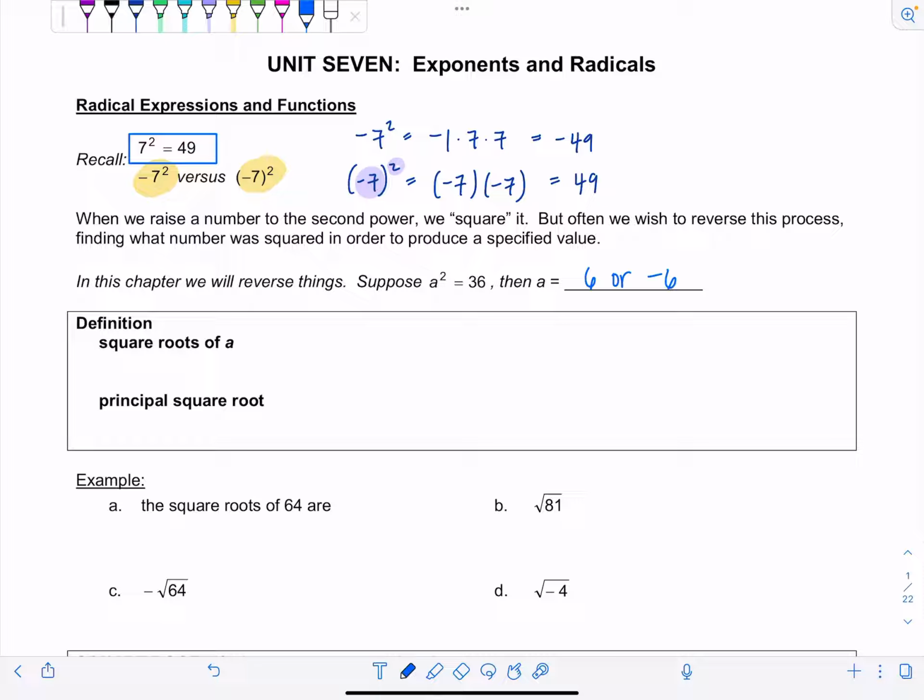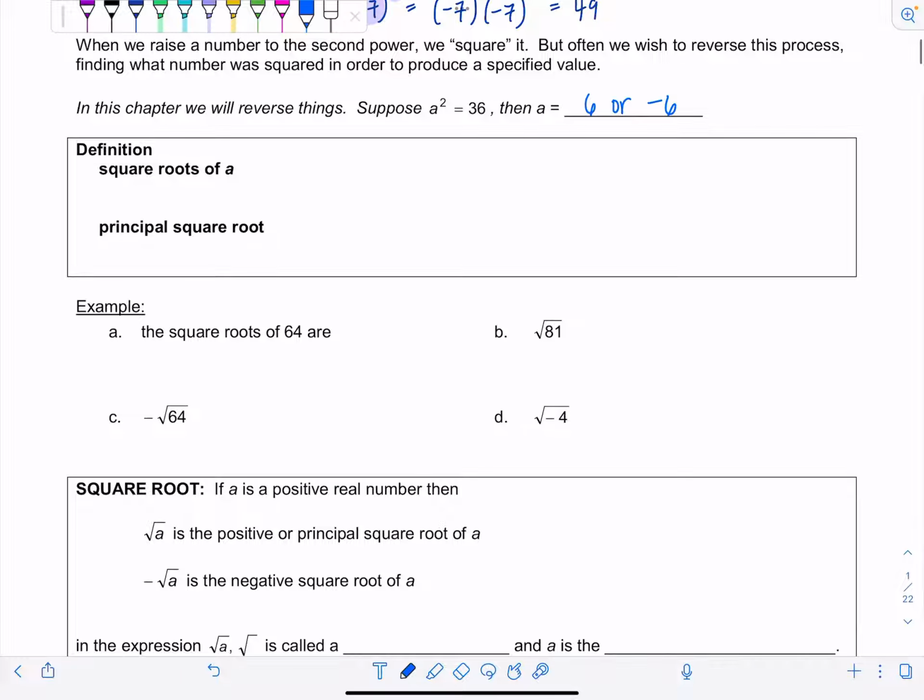And now we're going to get into some definitions, which can be a little bit tricky. So definition, square roots of A. We say that the number C is called a square root of A if C squared is equal to A, okay? So in the previous example that we just looked at, 6 is a square root of 36, and -6 is also a square root of 36, because both of those numbers squared gives you 36.